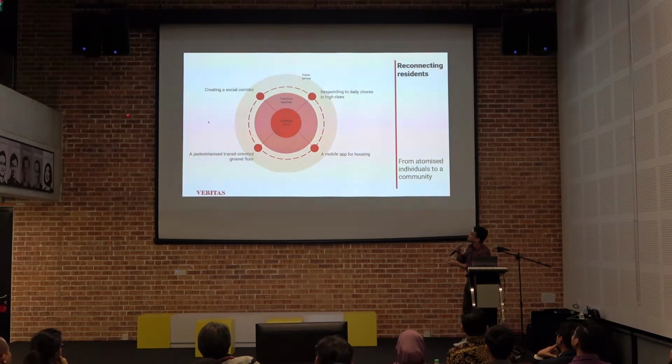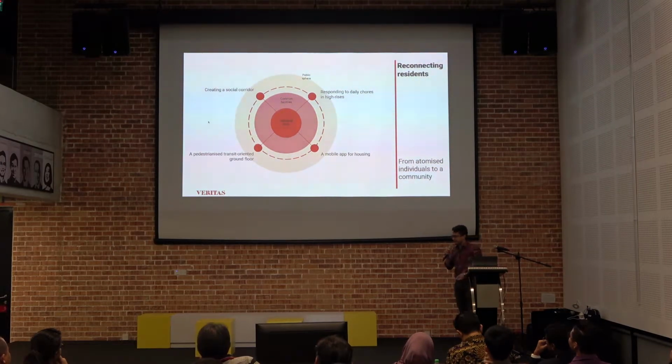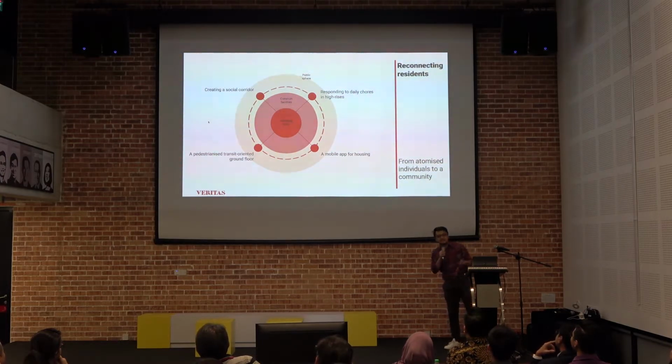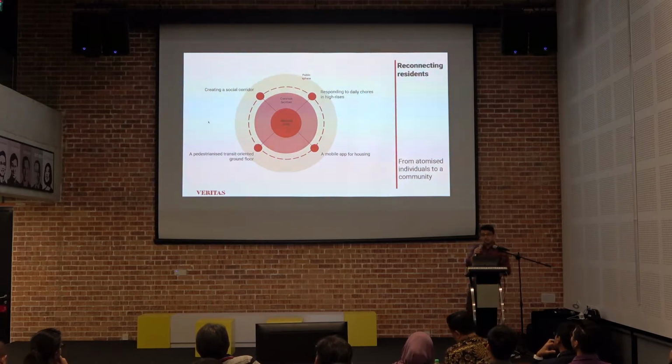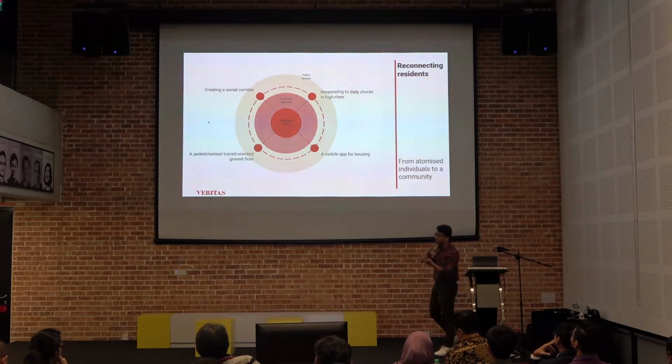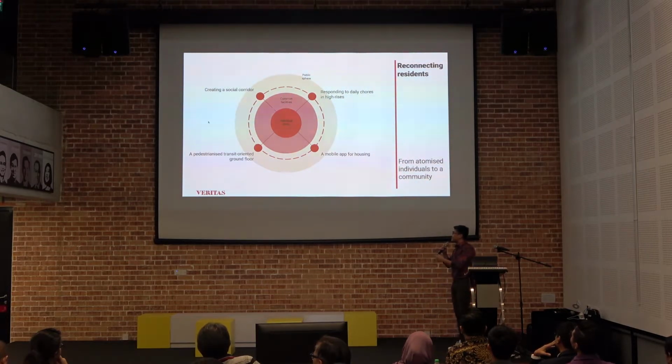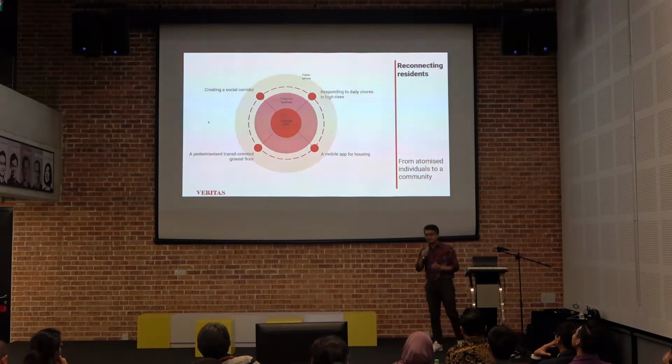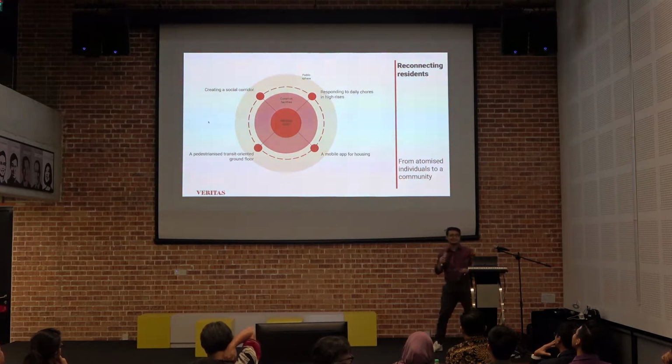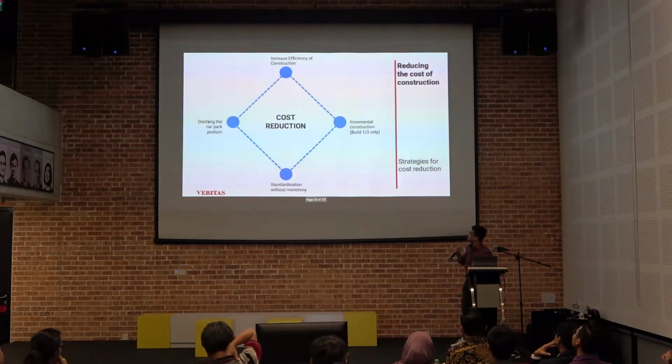And how do you then, from the public sphere, connect the individual units into the public sphere, basically, through the ground floor? So we thought of a pedestrianized, transit-oriented ground floor, which will connect the building to the rest of the fabric of the city. And also, which you will see later, we wanted a mobile app, which kind of gives you a Netflix way to see housing.